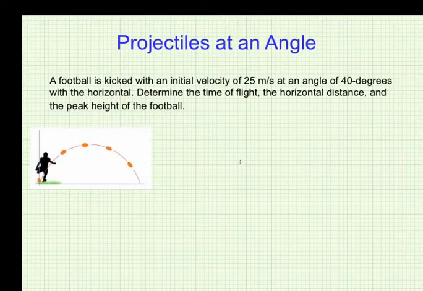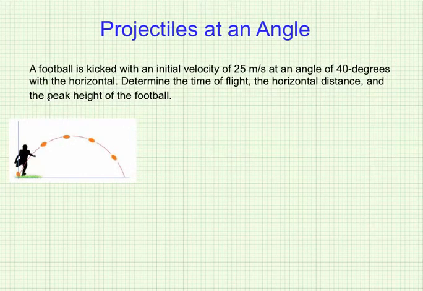Welcome back to PV Online, and today we're going to take a look at how to solve problems if you have projectiles at an angle. What we need to do is modify our equations to work for a projectile at an angle. We're going to use our old kinematics equations, but make them specific to what's happening in the horizontal direction and the vertical direction.